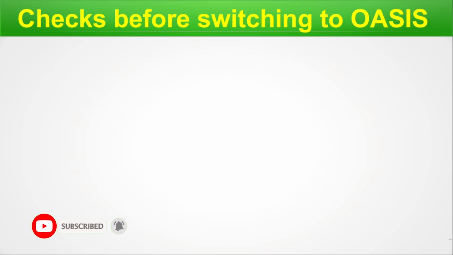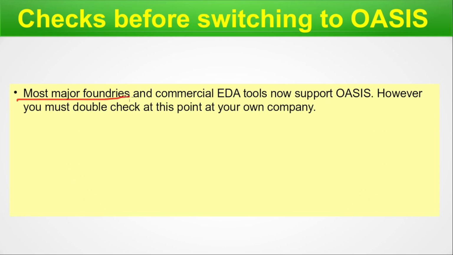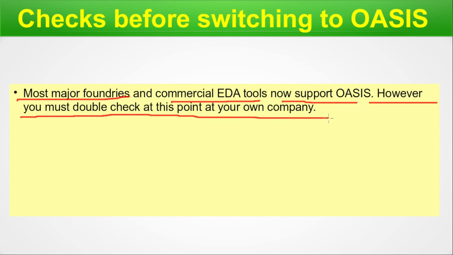Checks before you switch to the OASIS format. I consider that you are a layout designer or you are maybe heading towards a layout engineering post. So what things should you be checking? What are the prerequisites or the checklist that you must look at before you leap towards OASIS? Most major foundries and commercial EDA tools now support OASIS. However, you must double-check at this point on your own. So you must check whether your tool is supporting it, whether your PDK has OASIS, all these points.